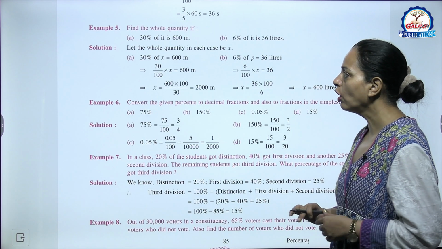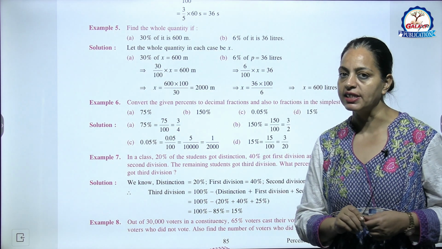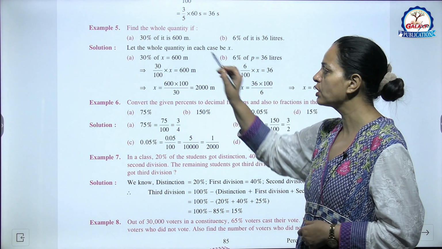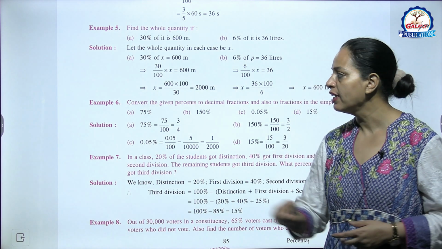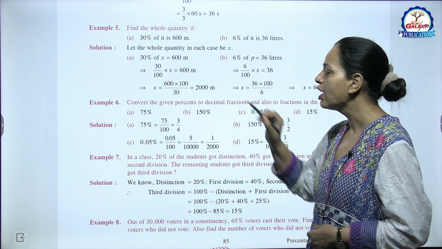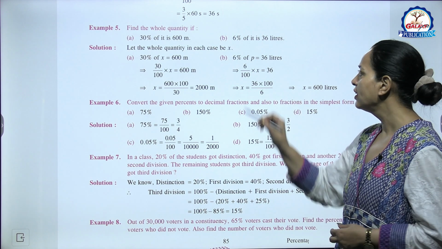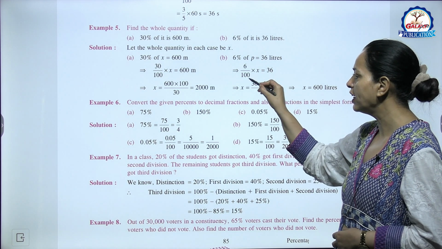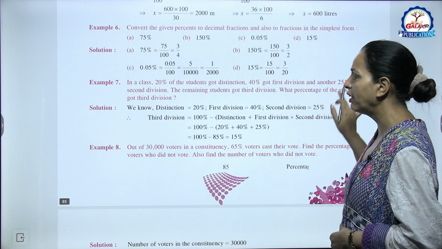Example 5. Find the whole quantity if A part, 30% of it is 600 meter. So let the whole quantity be x. 30% of x equals 600 meter. So 30 by 100 into x equals 600 meter. यहाँ से आप x solve कर लेंगे. 600 into 100 upon 30, cut the zeros. Answer is 2000 meter. Similarly, B part, 6% of it is 36 liters. 6% of x equals 36. Remove percentage. We are getting x equals 36 into 100 upon 6, means 600 liter.